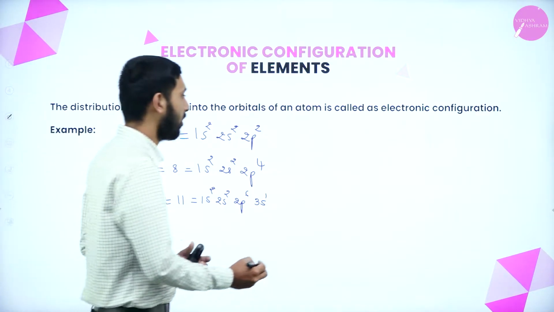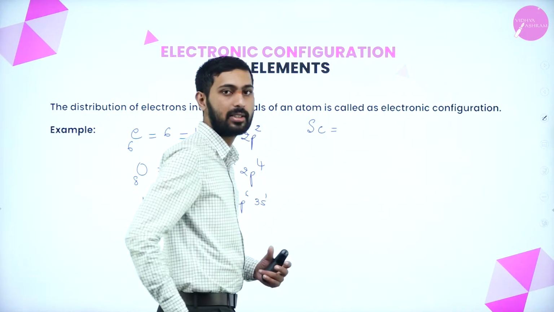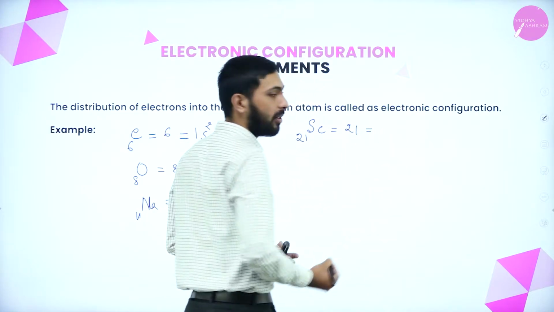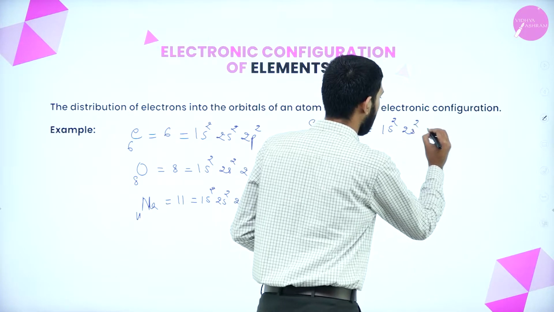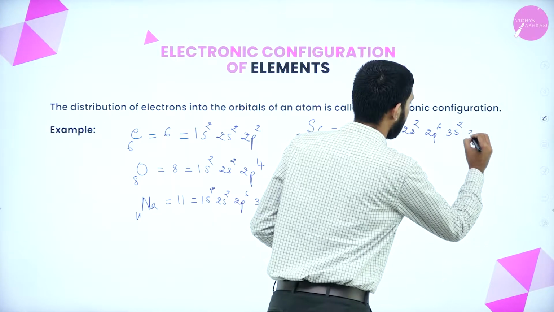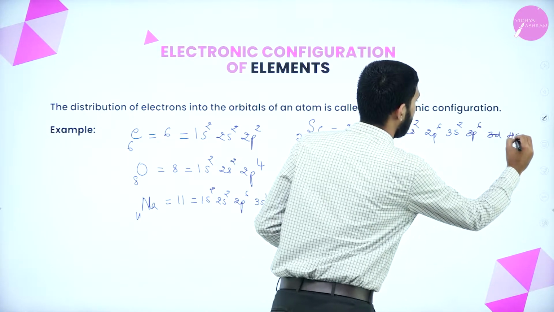Now let us write for D block elements. Scandium. Its atomic number is 21. How do we have to write? 1s2, 2s2, 2p6, 3s2, 3p6, 3d and 4s.